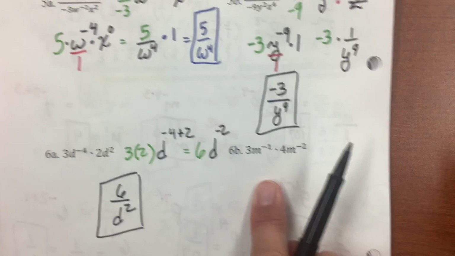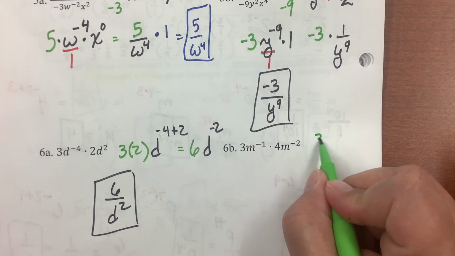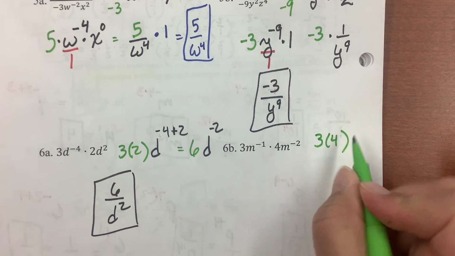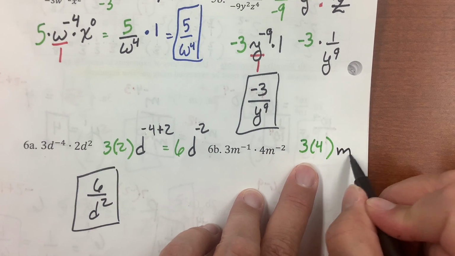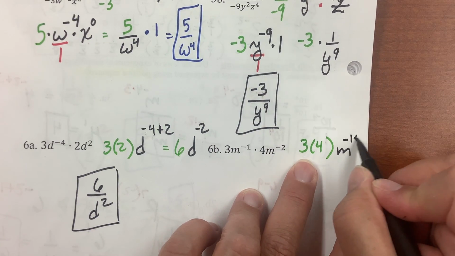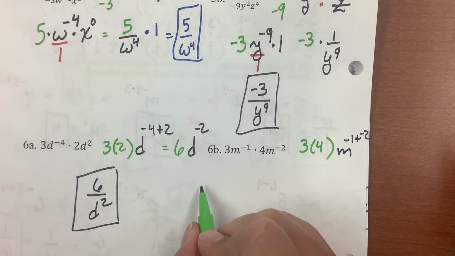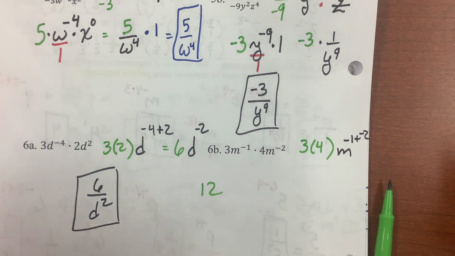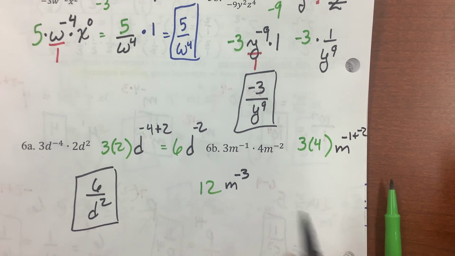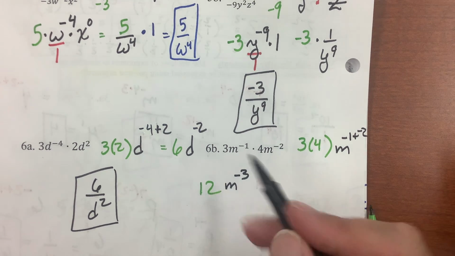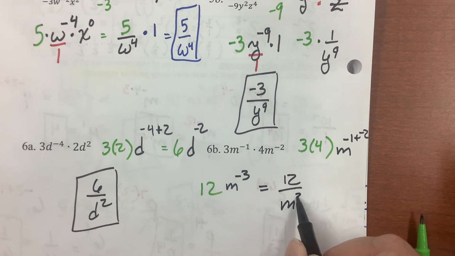This last one is very similar. Separate out the coefficients. 3 times 4. Keep the base m and add the exponents. Negative 1 plus negative 2. 3 times 4 is 12. Negative 1 plus negative 2, m to the negative 3. Only that part goes in the denominator, so you get 12 over m to the positive third power.